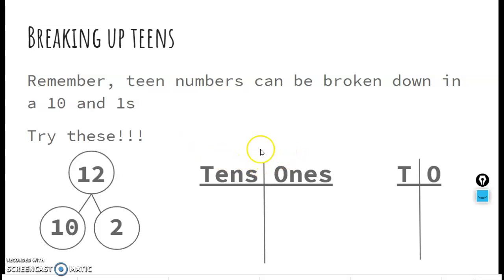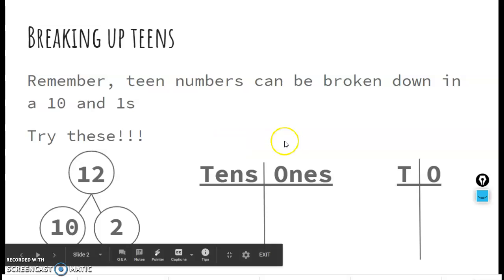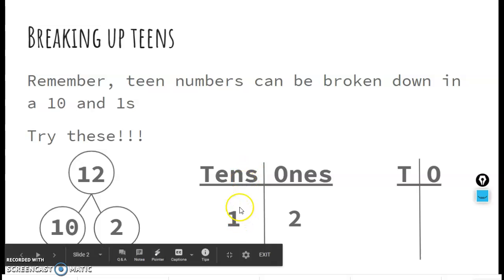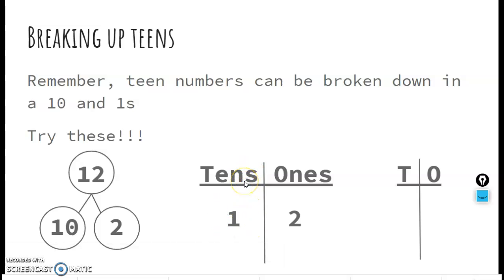Another way we can show this, same numbers, same way of breaking it up, is by putting it in a place value chart. Here in the middle of my screen is a place value chart. On one side it says tens, on the other side it says ones. We use this to show the different digits that are in the tens and the ones place in numbers. So if I take the same number, 12, how many tens are in 12? There's 1 ten. And how many ones are in 12? 2 ones.